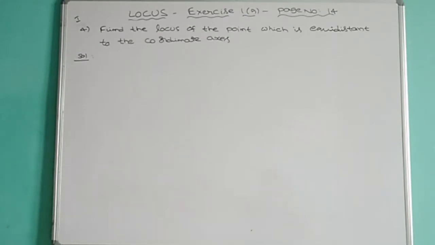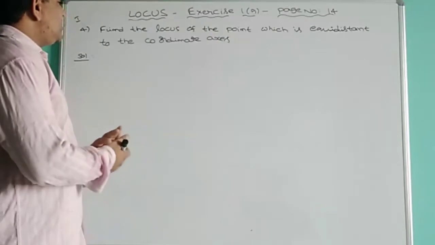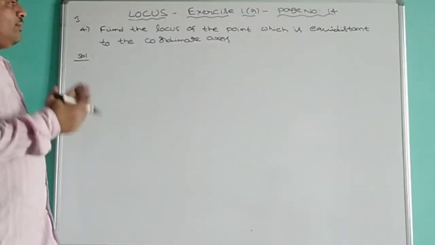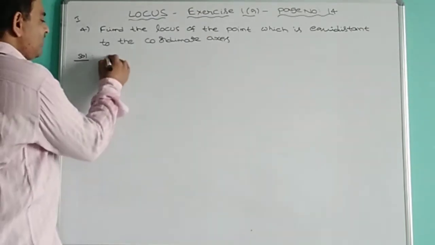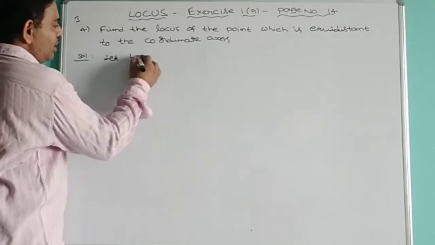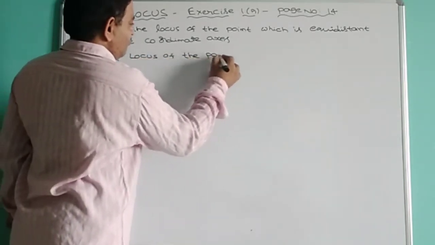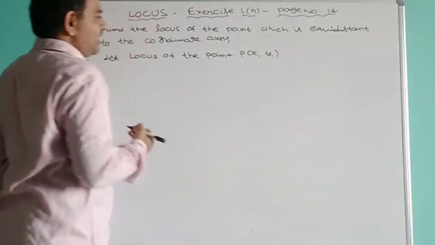Now see the fourth question. Find the locus of the point which is equidistant to the coordinate axes. So one locus of the point we will take. Let the locus of the point be P(x1, y1).